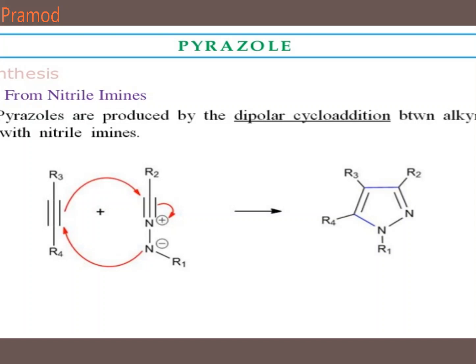So one nitrogen comes over here, nitrogen attacks on the acetylene because it is highly acidic, then that shifts to this and nitrogen gets back to it. So it is known as dipolar cycloaddition. Okay, dipolar cycloaddition occurs when an acidic alkyne reacts with nitrile imines. Nitrile imines means your amino group is attached to your cyano group, that is known as nitrile imines. Okay, so that is 1,3 dipolar cycloaddition, that is reaction of your nitrile imines with your acetylene to give your substituted pyrazole.